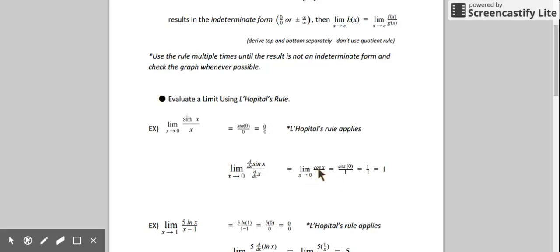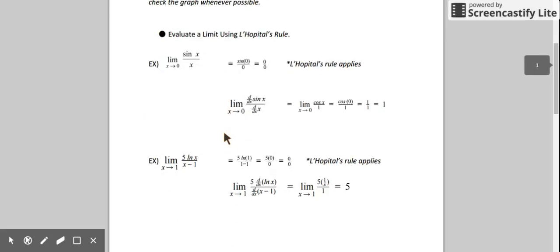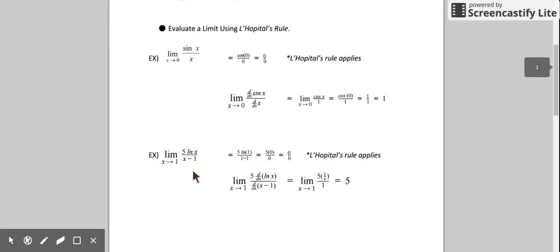So if I can substitute after deriving once, then I'm good to go. If I substitute 0, I can find the cosine of 0. That's 1. And 1 divided by 1 is 1. So it works. I'm allowed to use L'Hopital's rule. And the limit as x approaches 0 of this function is 1. Let's try it with a different function.